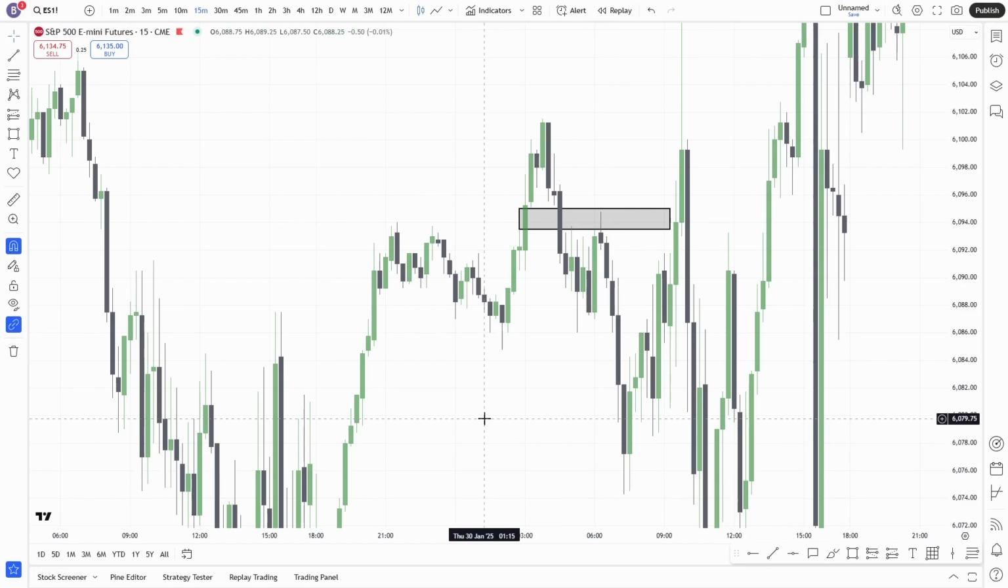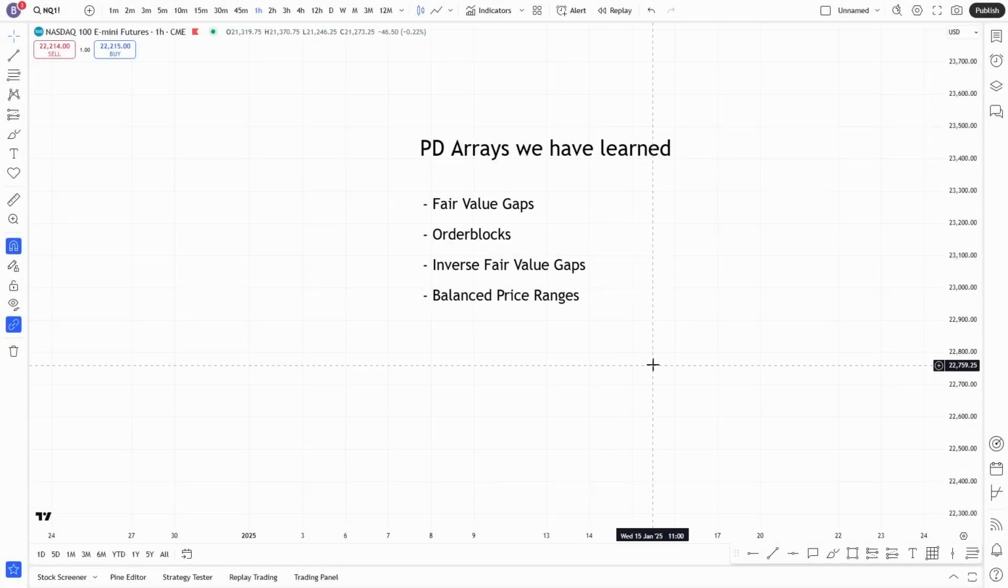So these are the PD arrays that I have taught you guys so far that you can use and figure out which one catches your eye quicker, which one you would like to use. So we've gone over fair value gaps, order blocks, inverse fair value gaps, and balanced price ranges.